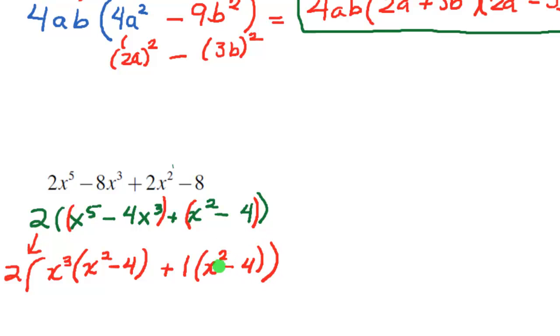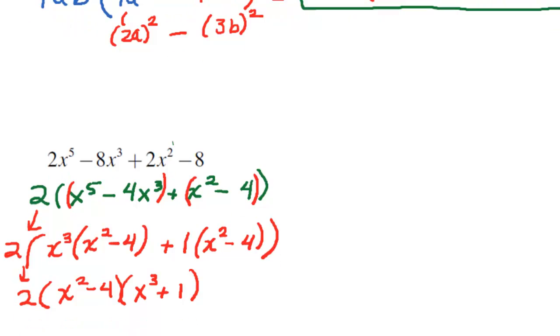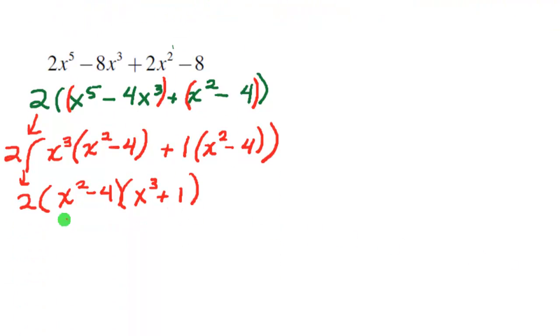All right, fantastic. Now to complete the grouping, we're going to pull out this x squared minus 4. The 2 is still hanging on. And so we have an x squared minus 4 times an x cubed plus 1. Okay, very good. So can we factor this further? Well, if you recognize this binomial as a difference of 2 squares, then you know what to do, right? That's going to be x plus 2, x minus 2.